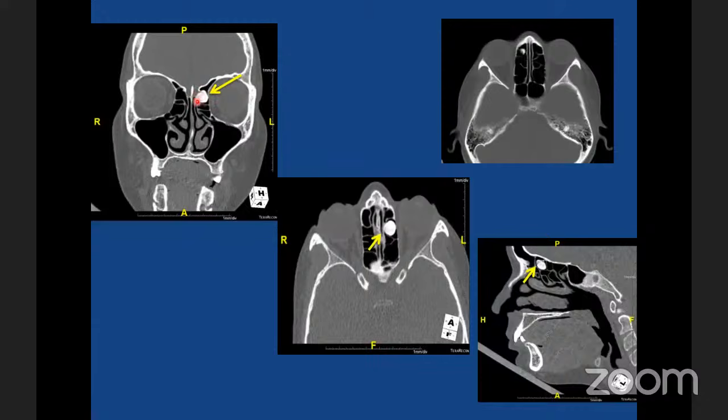Now a hyperdense lesion, like here, this is a bony lesion seen in the ethmoid air cell. This is nothing but an osteoma. What is the importance? The size is important, because even smaller osteomas can hamper the drainage site.